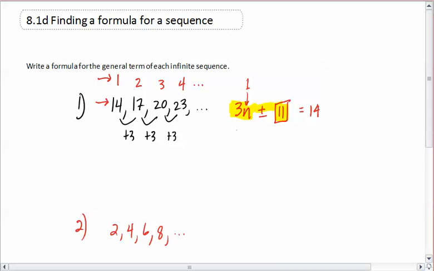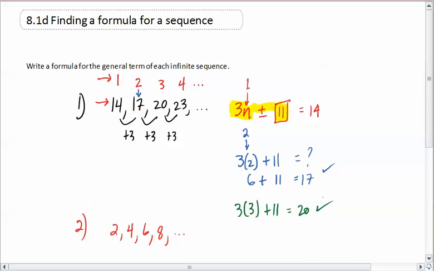Let me try another one. If I put a 2 in, does this give me what I'm supposed to have? Well, I'm supposed to have a 17. Let's see. That's a 6 plus 11. That works out. So I think, hey, I've got the formula. It's 3n plus 11. Let's try it one more time, making n a 3. So I have 9 plus 11, there it is, 20, and it works. So my formula is 3n plus 11.